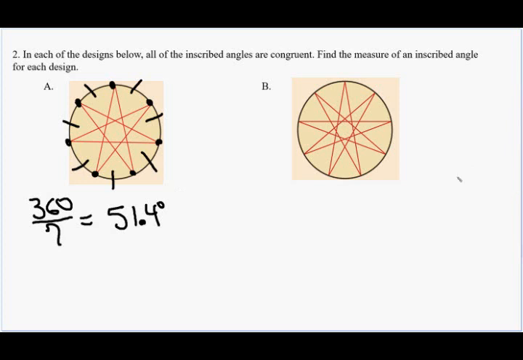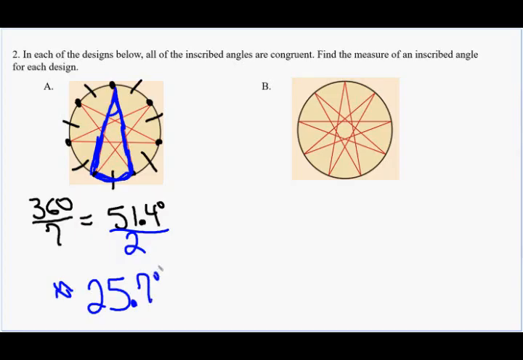Now I'm going to switch to blue ink. So let's look at this arc right here I'm hitting in blue. If we're going to take that back to the inscribed angle up here, it would be half of that. So we're going to cut that in half and get about 25.7 degrees.